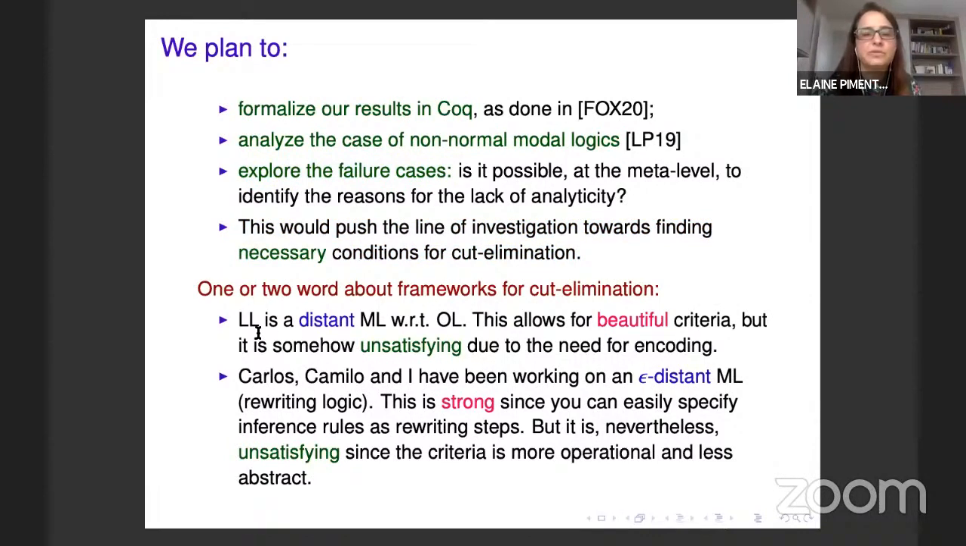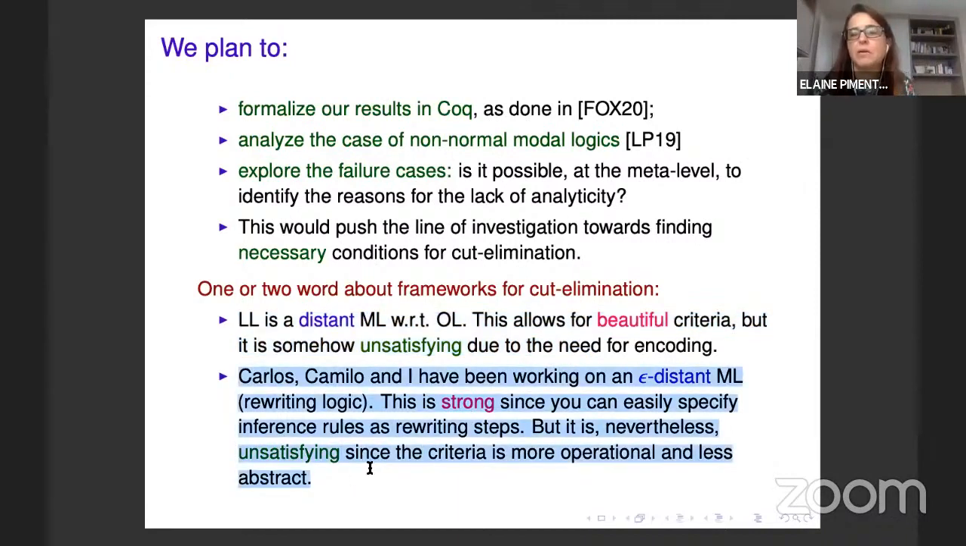Let me say a word or two to finish about other frameworks and coordination that I've been working with. I know that there are many there. Giselle, for example, has a nice paper in IJCAR now about an implementation that she made with a student. I don't think that they have coordination yet, but they are moving towards that. So the things that I've been working with since my PhD, this is really beautiful because the criteria is beautiful. It's simple. Simple is beautiful. But somehow unsatisfying because you need encoding, and the meta level and the object level are distant from each other. So it's sometimes even impossible to do this encoding. For example, K in linear logic, you cannot, unless you put labels, of course.